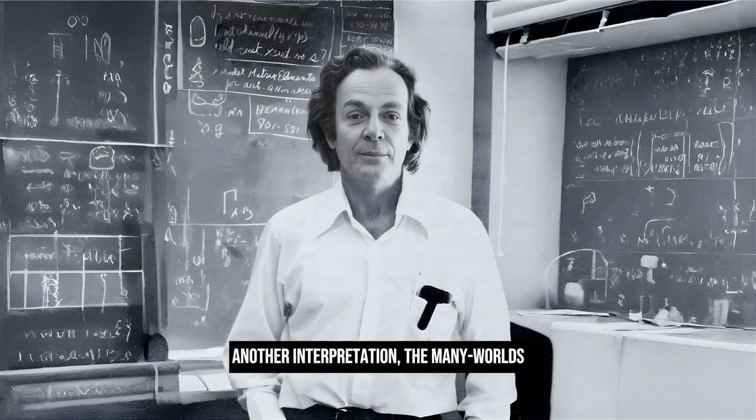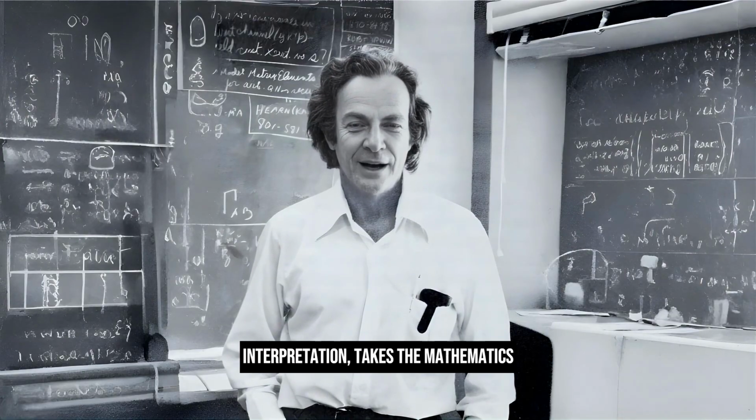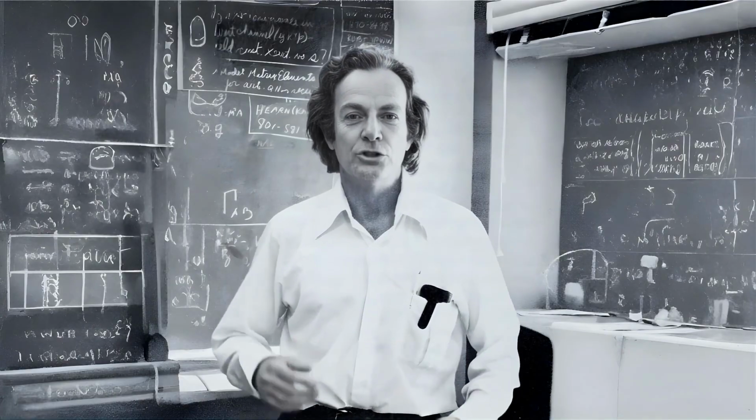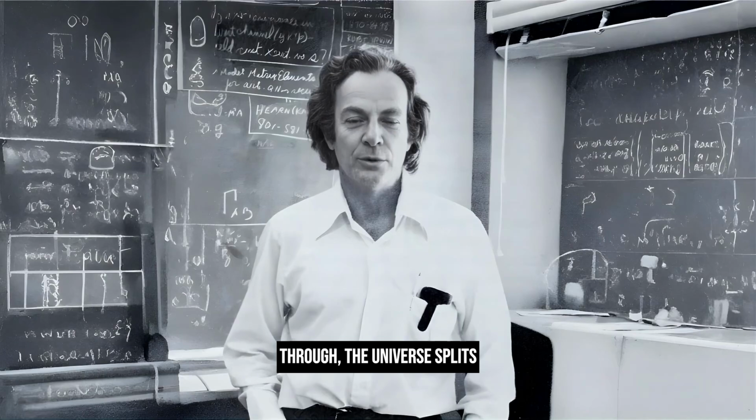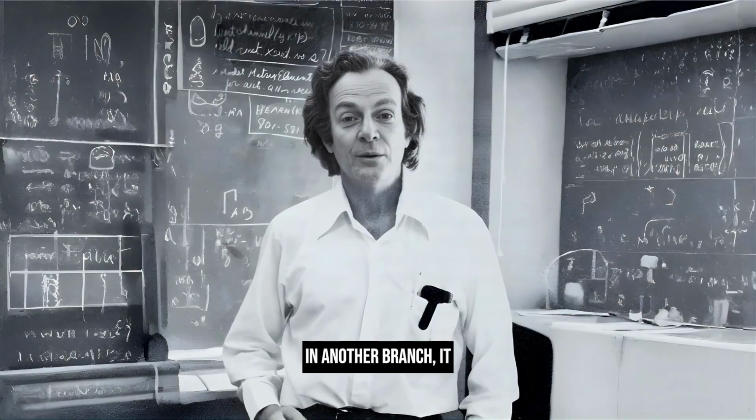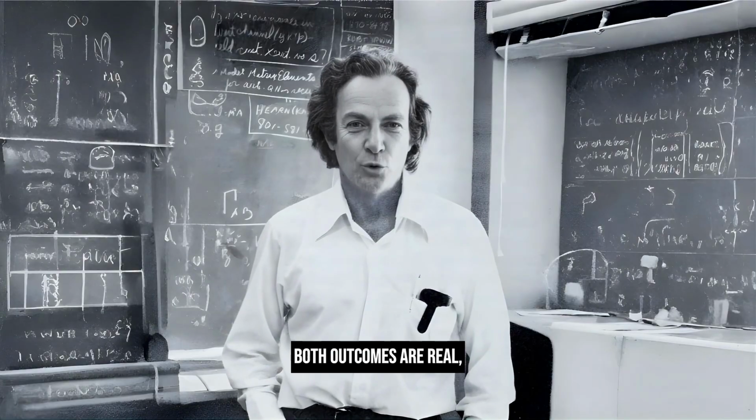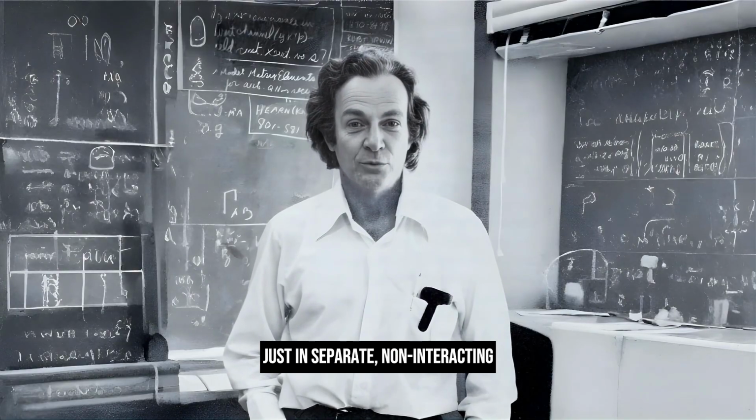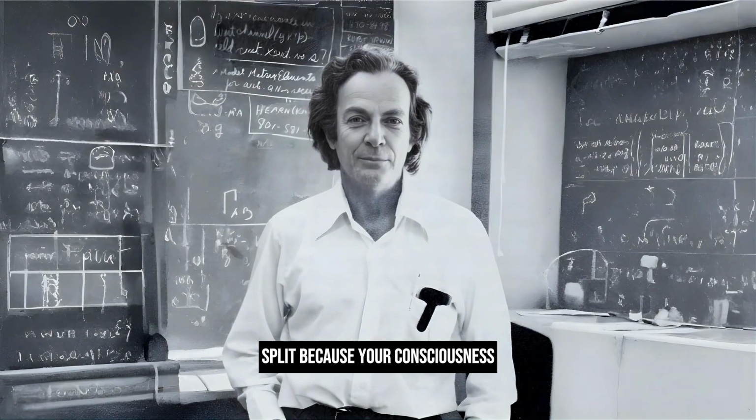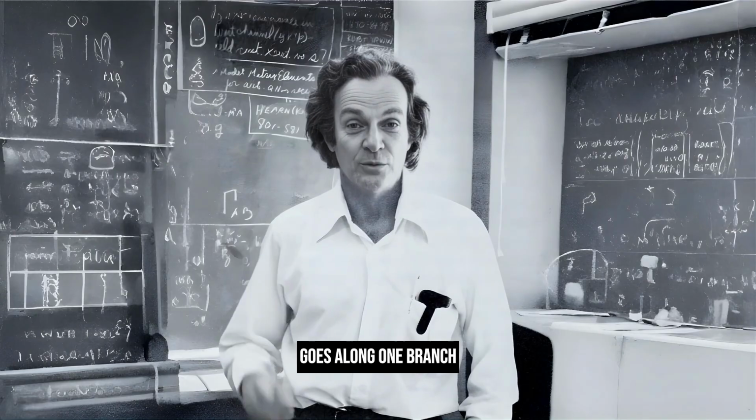Another interpretation, the many worlds interpretation, takes the mathematics completely literally and says there is no collapse. When you measure which slit the electron went through, the universe splits into branches. In one branch, it went through the left slit. In another branch, it went through the right slit. Both outcomes are real, just in separate, non-interacting branches of reality. You don't experience the split because your consciousness goes along one branch only.